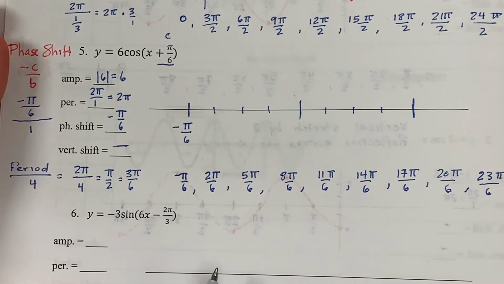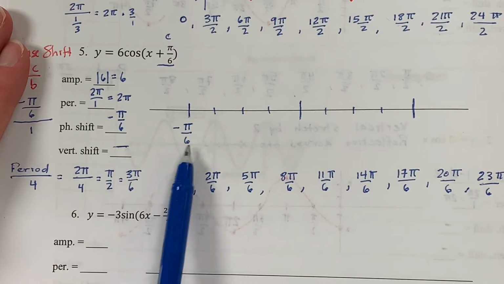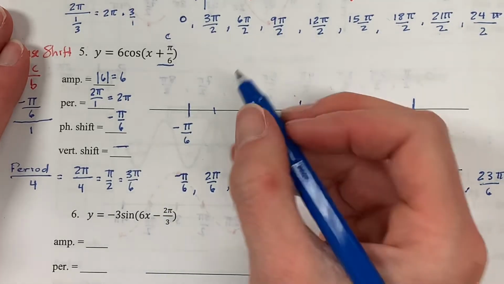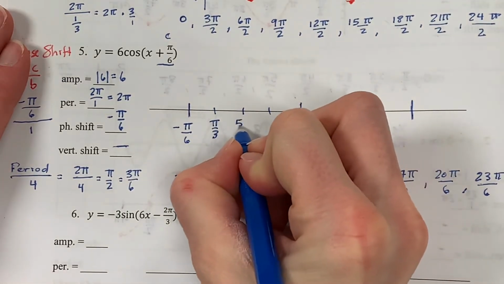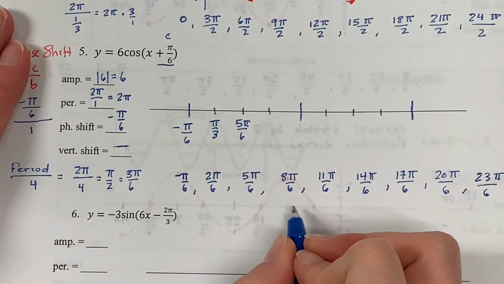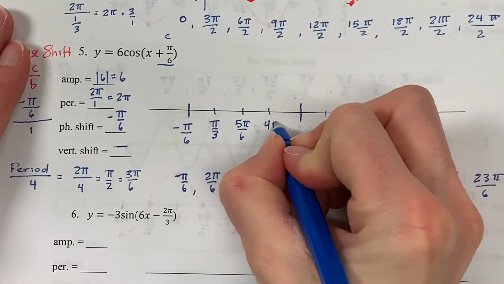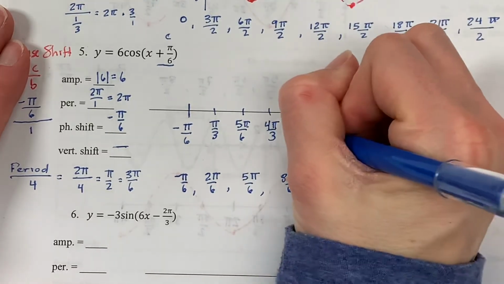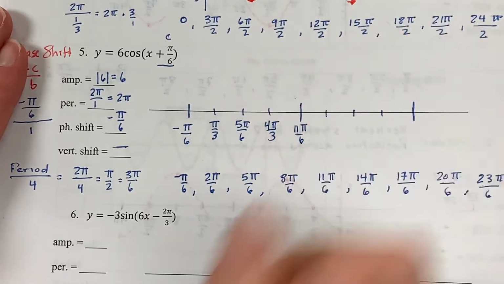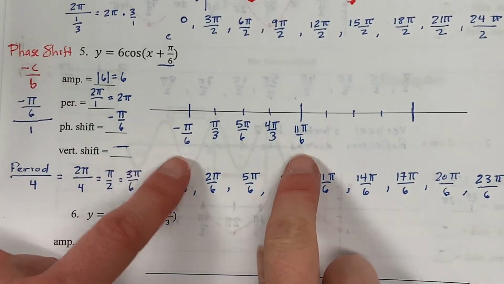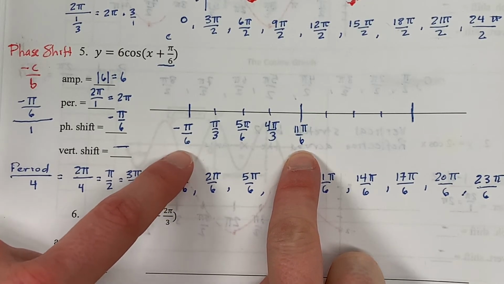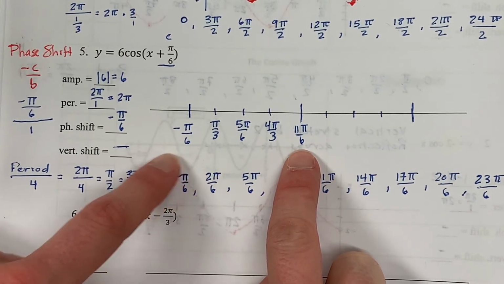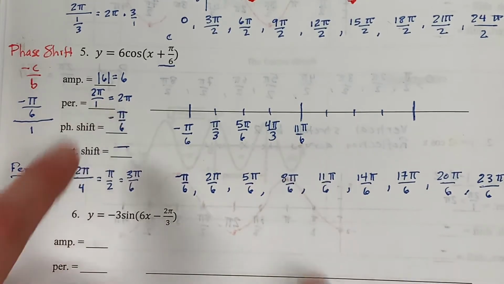When I plot them, I need to simplify if possible. So I have negative pi over 6. 2 pi over 6 reduces to pi over 3. I have 5 pi over 6. 8 pi over 6 simplifies to 4 pi over 3. And I have 11 pi over 6. Now, just to double check, the length of one period: the distance from negative pi over 6 to 11 pi over 6 is 12 pi over 6, and 12 pi divided by 6 is 2 pi, which again is the length of one period.